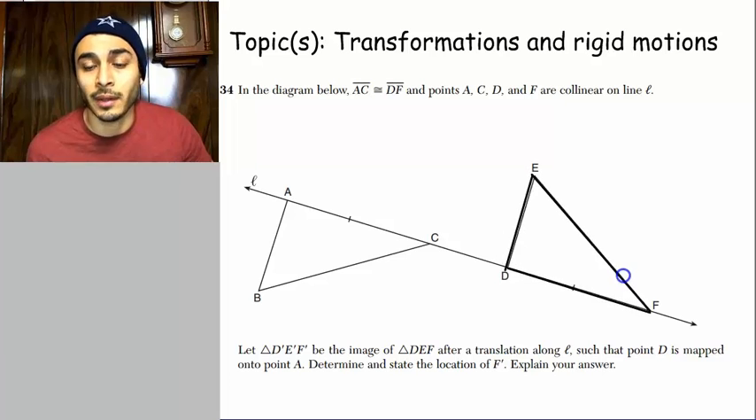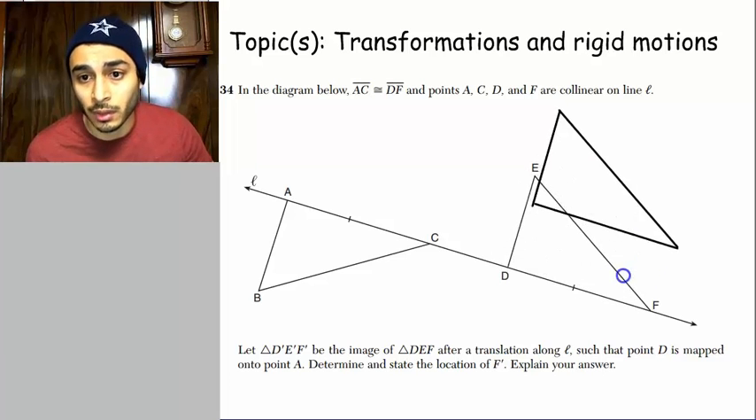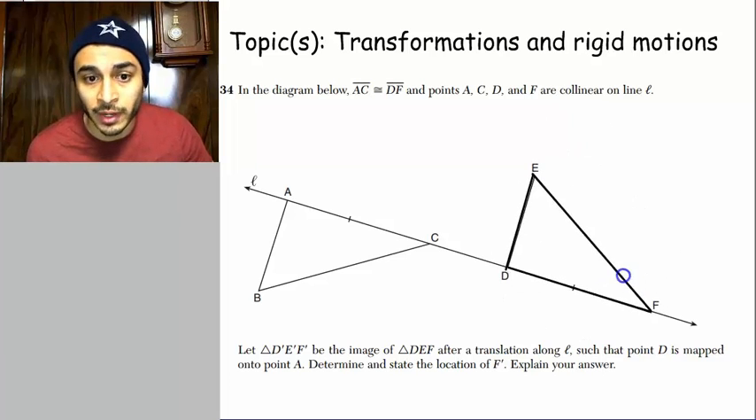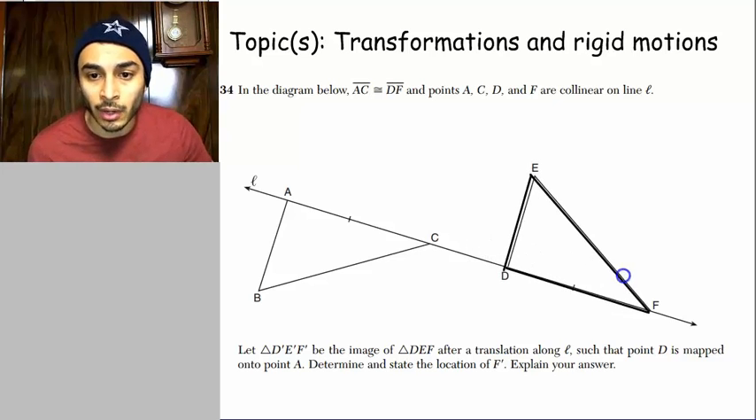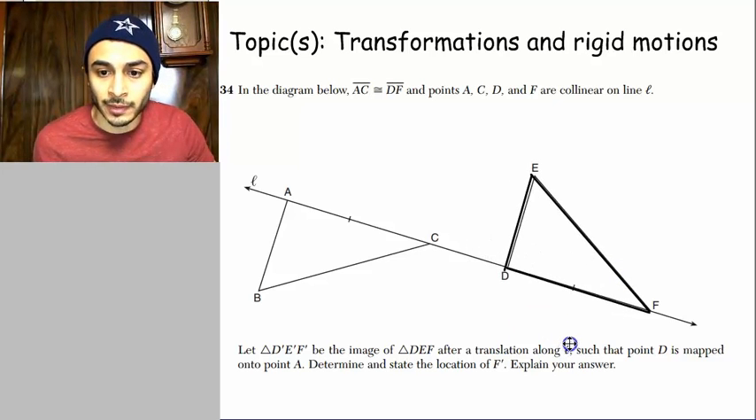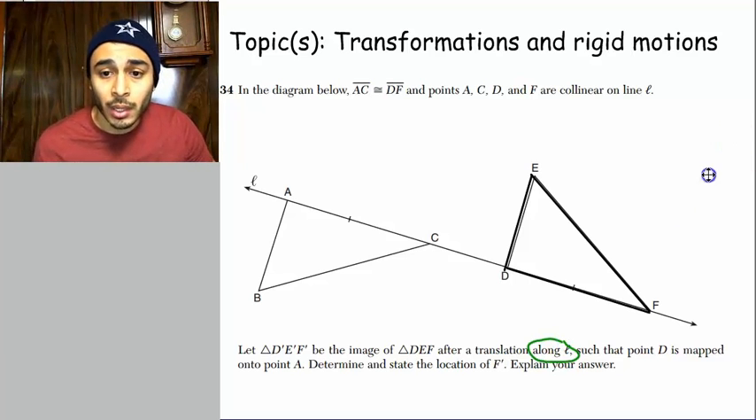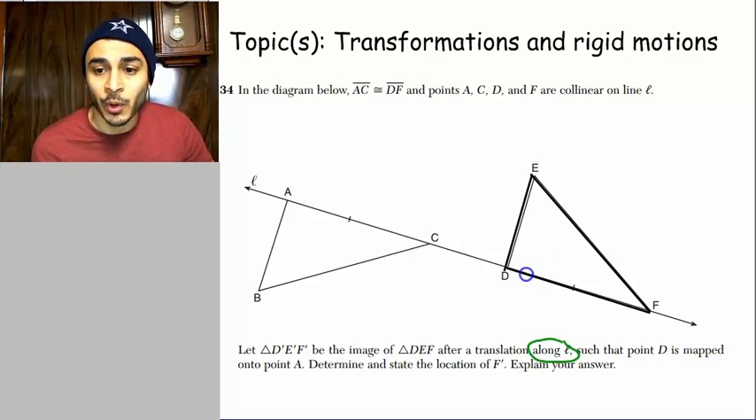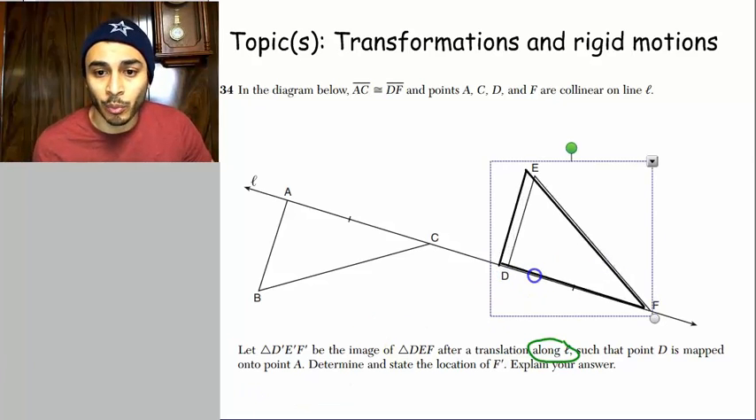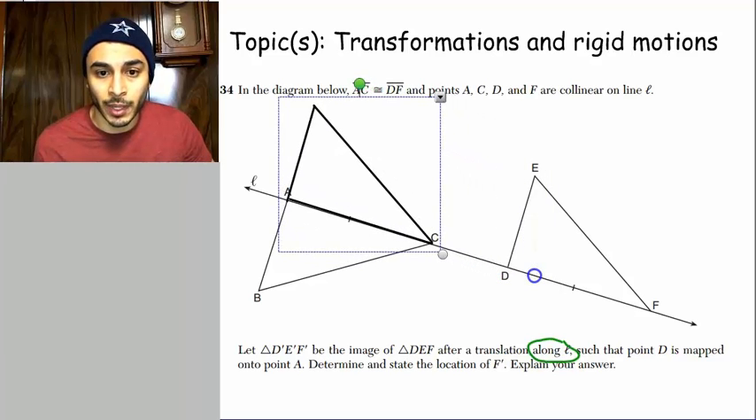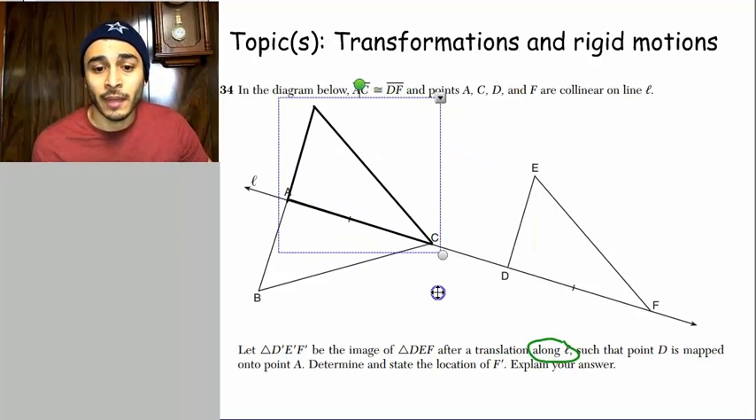So we know it's not translating this way or that way, right? It's translating along line L. That's the important piece. It says so right here. Now, they're saying it's translated in such a way that point D will map onto point A. So if that were to happen, where would F prime end up?